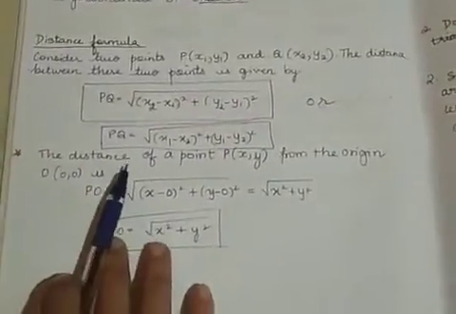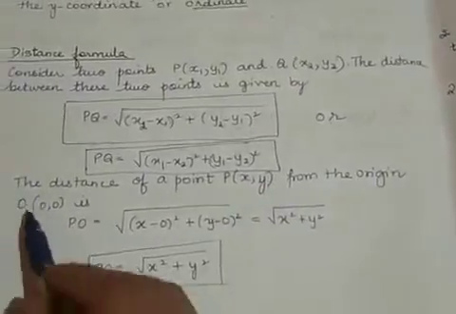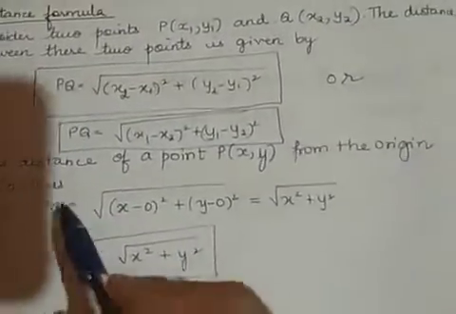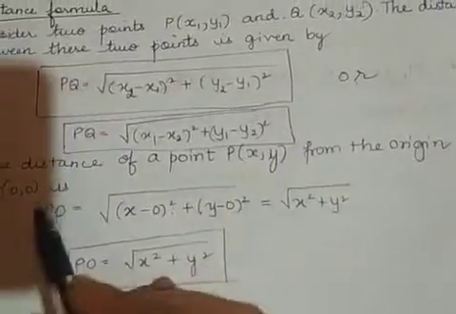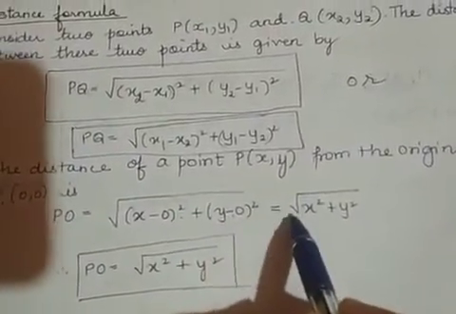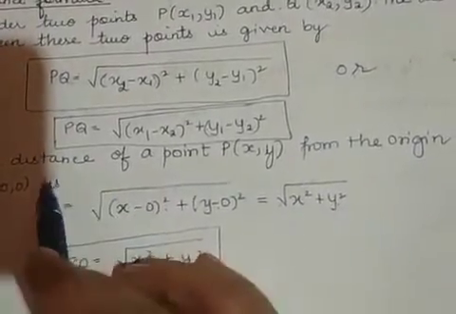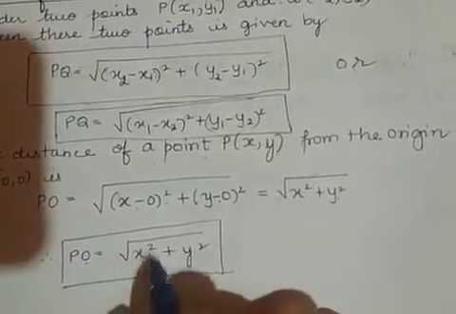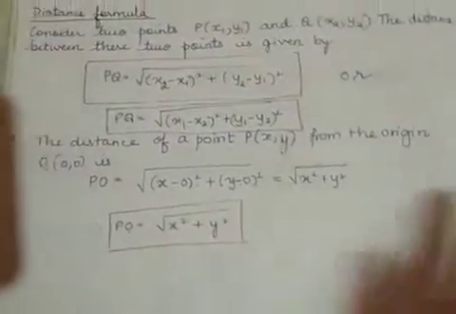So this is the formula to find the distance between 2 points in a plane. Suppose you want to find the distance of a point P with coordinates x and y from the origin. Let us see what the formula is. PO will be square root of (x minus 0) the whole square plus (y minus 0) the whole square, and this is square root of x square plus y square. So the distance of a point from the origin is PO is equal to square root of x square plus y square. Now based on this formula, let us solve some examples.